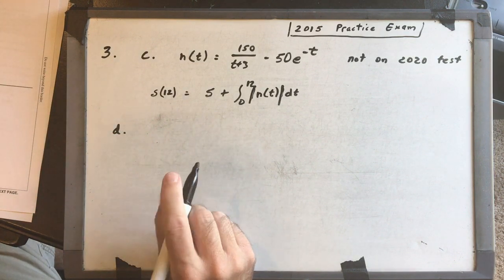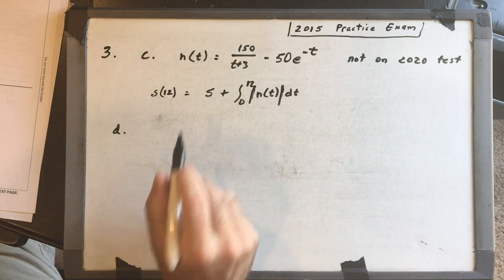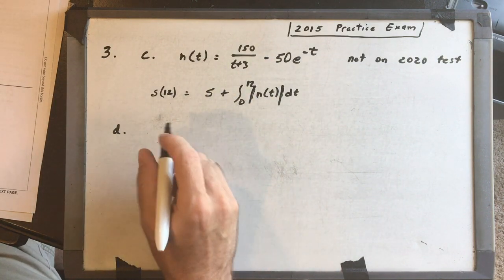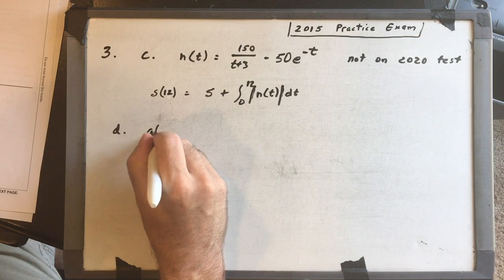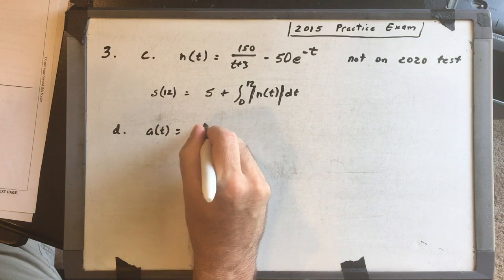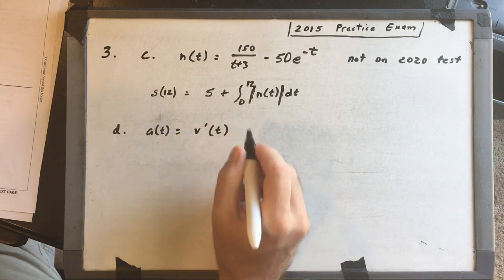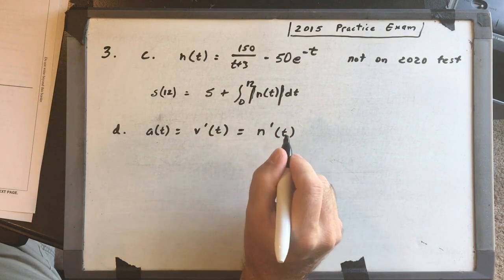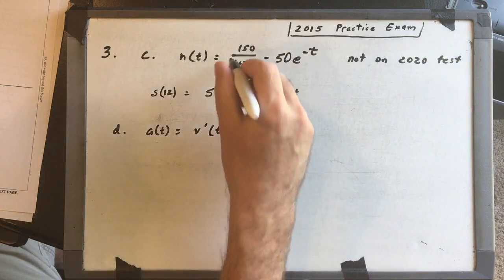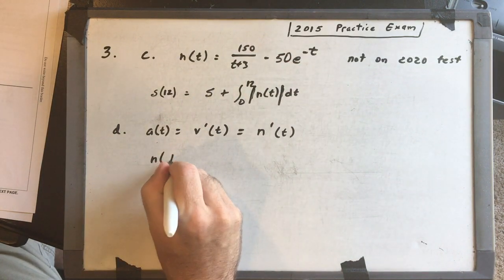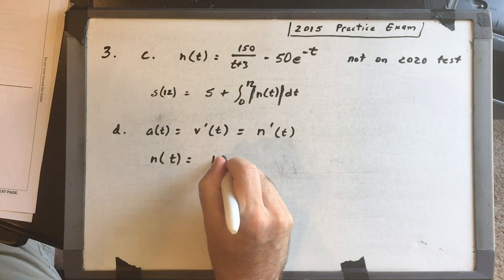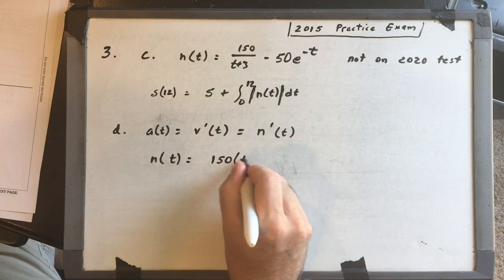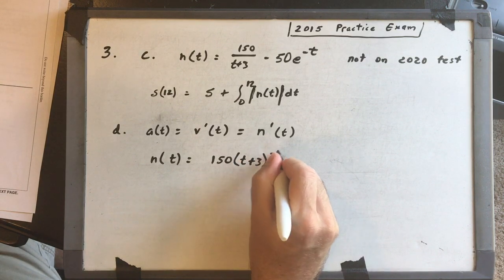Part D says write an expression for Nathan's acceleration in terms of t. So this could be on there. We know acceleration is equal to v prime of t. So in our case, that's going to be n prime of t. I'm going to rewrite n of t to make it easier to take the derivative. Instead of doing a quotient rule here, let's rewrite the denominator as t plus 3 to the minus 1.